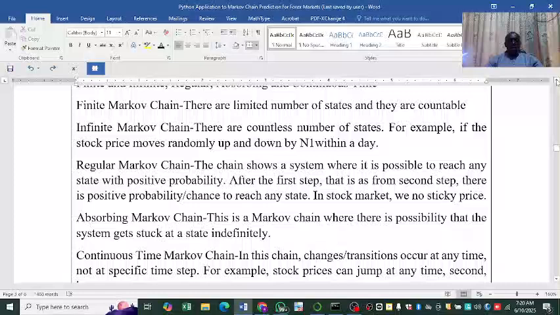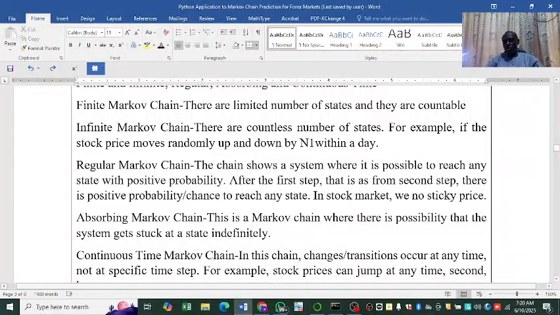That is what we call regular Markov chain. No sticking prices. Then we look at another type of Markov chain that is called absorbing Markov chain. This is a Markov chain where there is possibility that the system gets stuck at a state indefinitely. I think I've explained this.